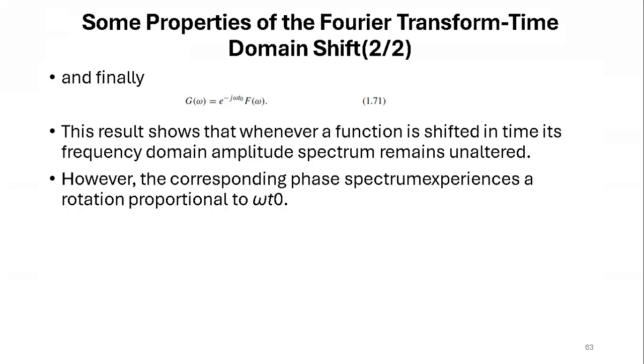Finally, G(omega) equals e to the minus j omega t naught F(omega). This also shows that when our function is shifted in time, its amplitude spectrum remains the same, but the corresponding phase spectrum experiences a translation proportional to omega t naught.